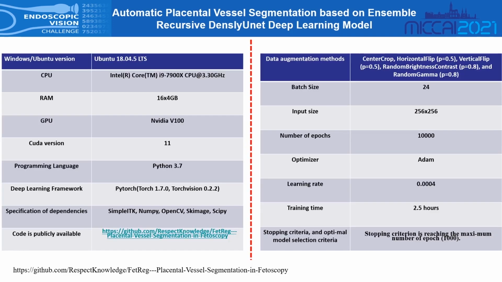We have used different hyperparameters for training and optimization of our proposed model. Here is the simple number of parameters. We have trained our proposed model using PyTorch and also use some other specific dependencies for the data pre-processing and post-processing. We use different batch size, input sample, number of epochs, and Adam optimizer. The training time was 2.5 hours for a single trained model. The code is publicly available at this link.